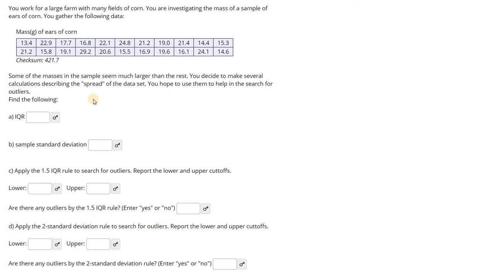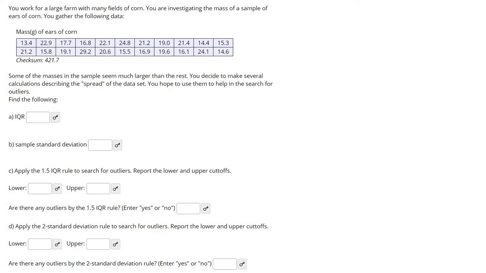You decide to make several calculations describing the spread of the data set. You hope to use them to help in the search for outliers. First, we're going to find the IQR, interquartile range, which requires finding the first quartile and the third quartile. We will find the sample standard deviation and then apply two rules to identify outliers. The first rule is 1.5 times the IQR. The second rule is the 2 standard deviation rule, which is related to the empirical rule.